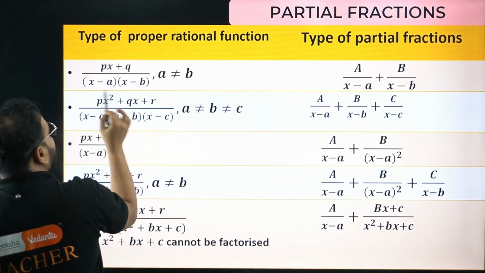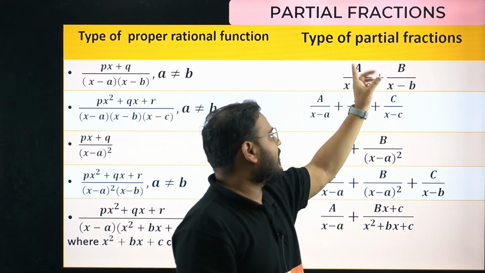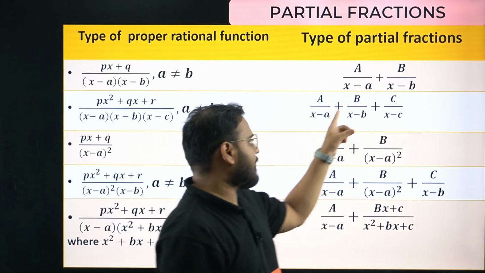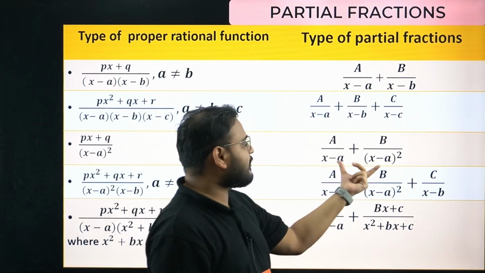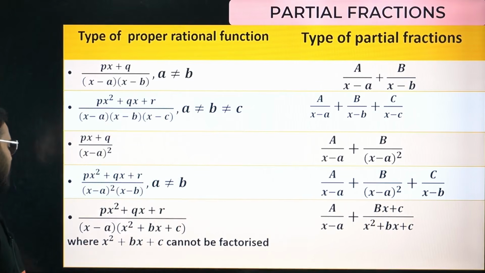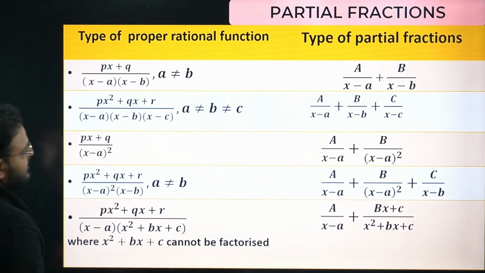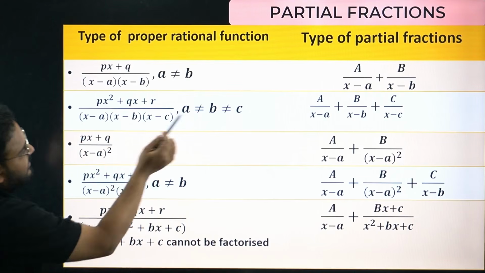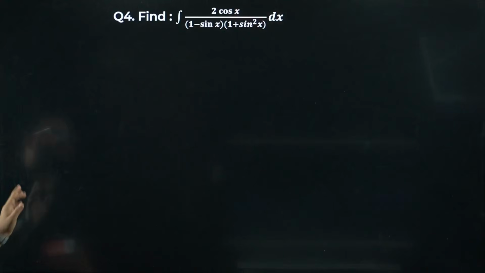If you have two factors over here, you're going to take two different constants, a by the first factor, b by the second factor. If you have three factors, you take three variables, a plus b plus c, again for the three different factors. If you can't factorize it, you can take it like this: bx plus c by x square plus bx plus c. I've given you a list of all the types of proper rational functions and their types of partial fractions, how you take that. Please check, download this session's PDF and make use of it.